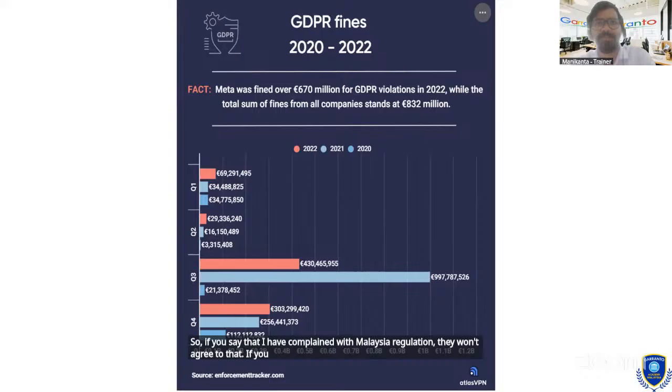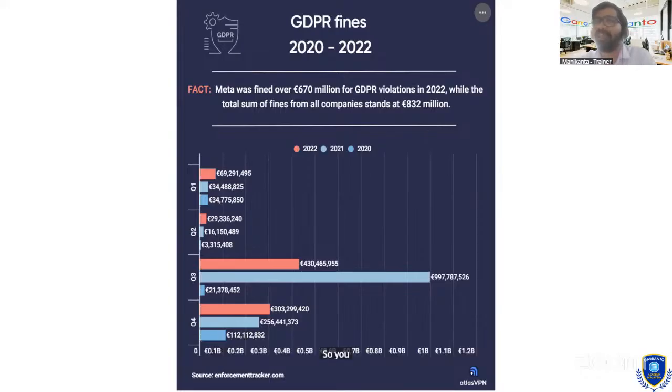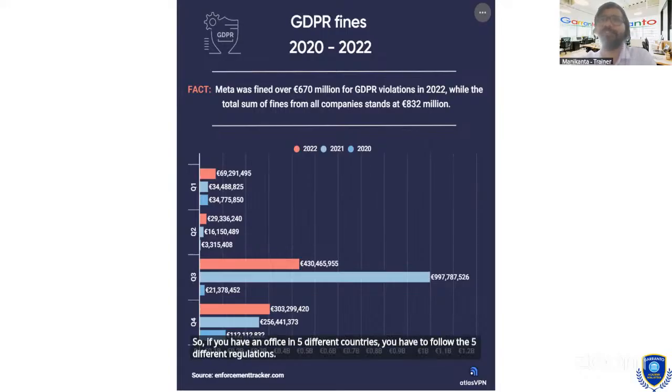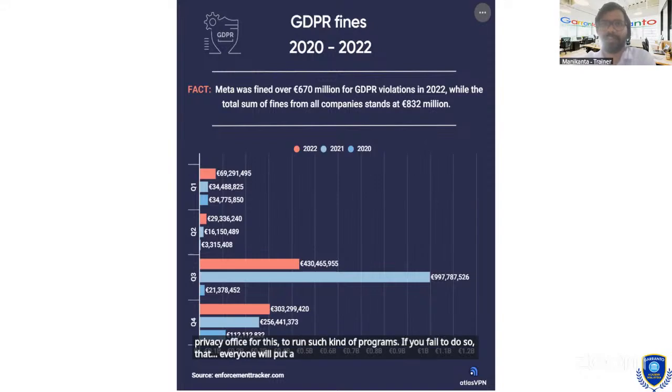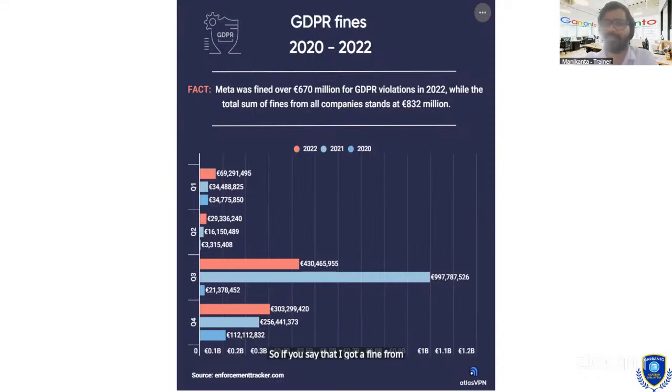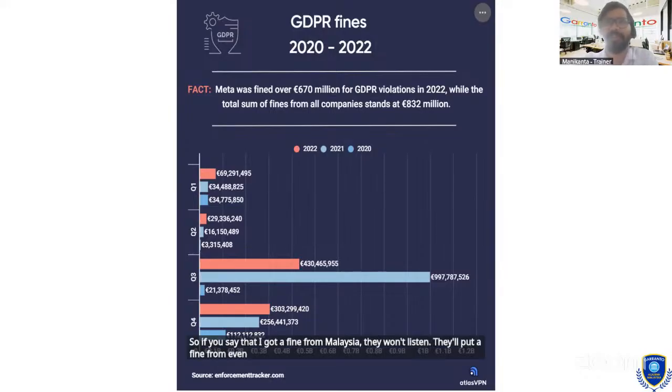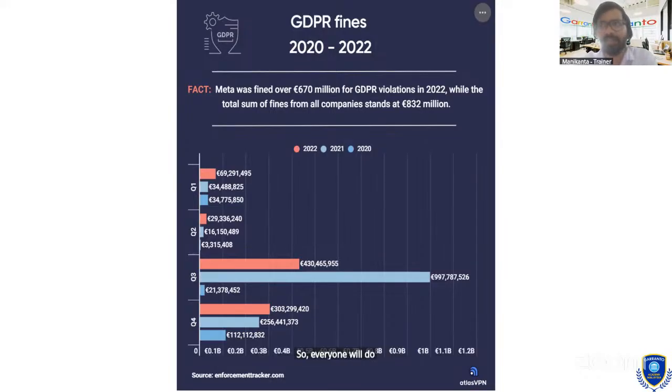If you want to do business in my country, you have to follow my regulation. So if you have an office in 5 different countries, you have to follow the 5 different regulations. So you should have a global privacy office to run such kind of programs. If you fail to do so, everyone will put a fine separately. So if you say that I got a fine from Malaysia, they won't listen. They'll put a fine from even Europe as well. So everyone will do their due diligence.